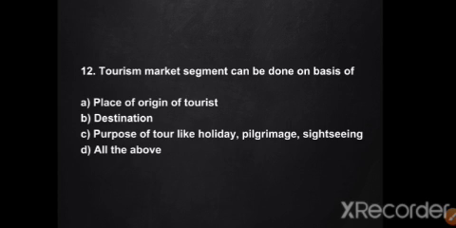Tourism market segment can be done on the basis of A, place of origin of the tourist, B, destination, C, purpose of tour like a holiday, pilgrimage, sightseeing, D, all of the above. So almost all options are correct. While making a tourism marketing segment, all these factors are very important when we decide any tourism place. So the correct answer would be D, all of the above.